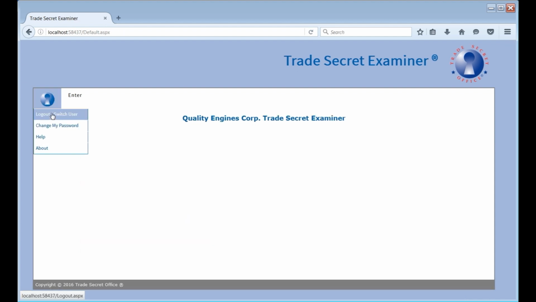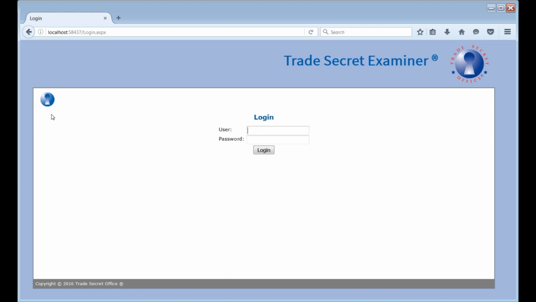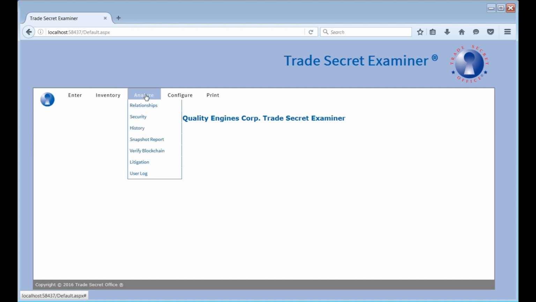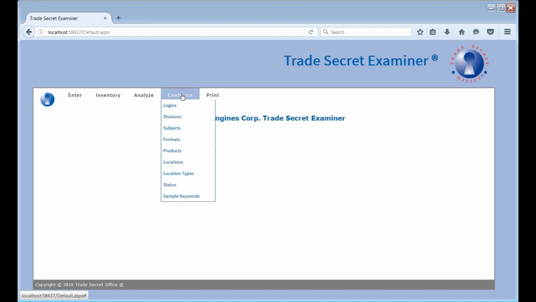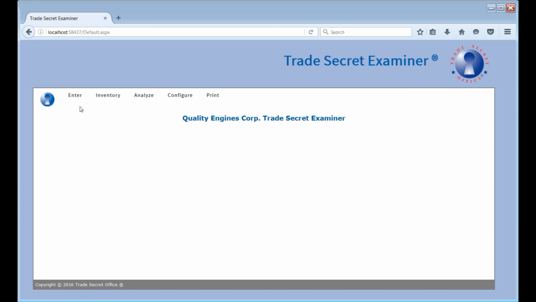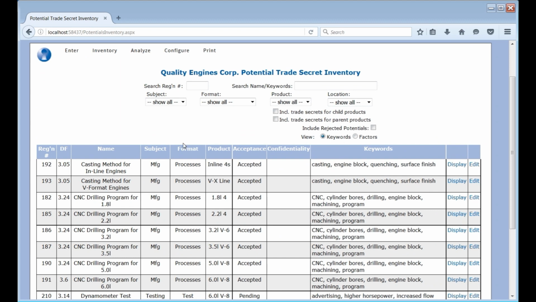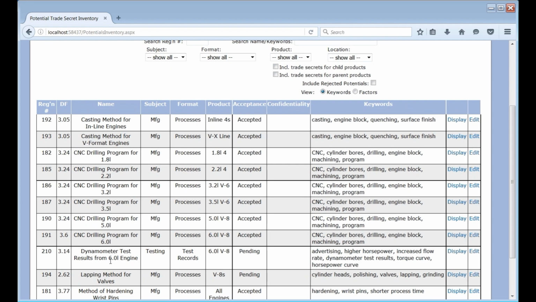So let me log in as a higher level user. And now I have more menu choices. I can enter a trade secret. I can look at inventories of the trade secret. I can analyze the trade secrets. I can configure the system. And I can print out the page I'm on. Let's go ahead and look at the potential trade secrets. So here are the trade secrets for our company. And I have casting methods, drilling programs. I have the dynamometer test results. There's our trade secret 210 we just put in.